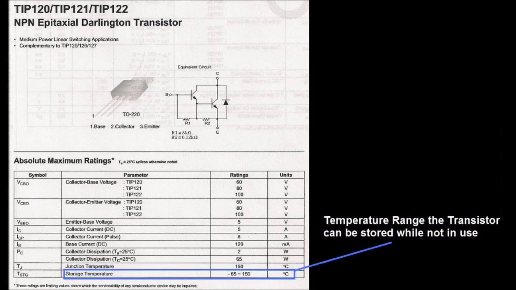Finally, on this part, you see the temperature range that the transistor can be stored. Now, this really isn't all that important, because it just shows that, if you're not using the transistor, it can be stored from negative 65 degrees centigrade to 150 degrees centigrade. So it's got a very wide range.